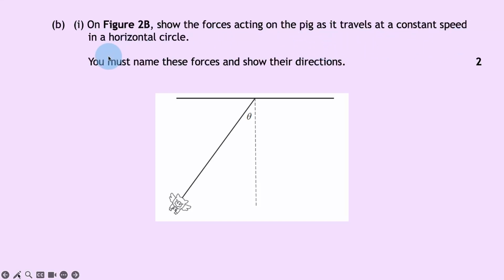B part 1 says on figure 2b, show the forces acting on the pig as it travels at a constant speed in a horizontal circle. You must name these forces and show their directions, and there's 2 marks available here. Well, firstly, just like on any object, gravity acts downwards, so we can label the force due to gravity downwards, which is called the weight. And because of the string here, we're also going to have a force going back up the string called the tension, so we could label that here as the tension. So there's our 2 forces labelled for 2 marks.